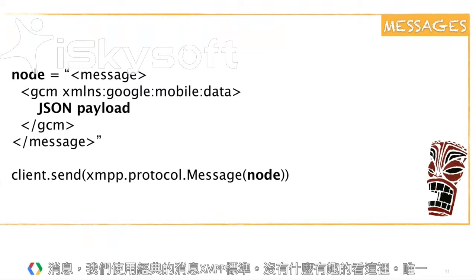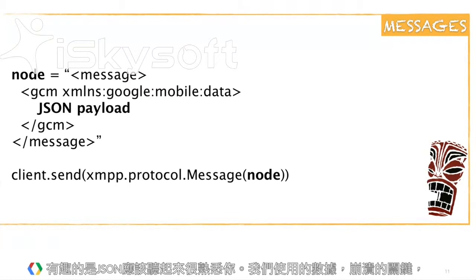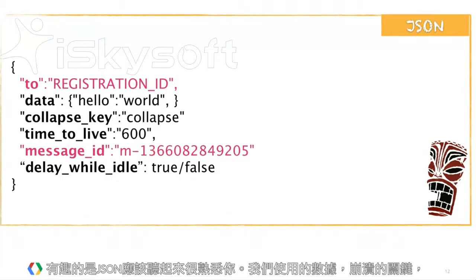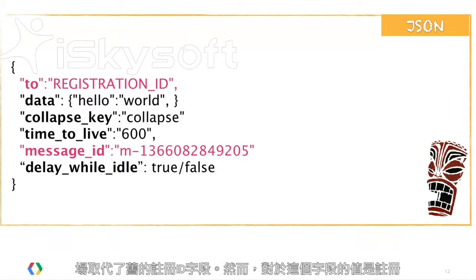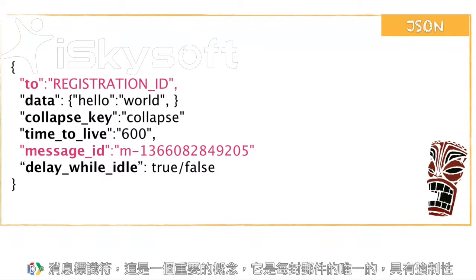Well, for messages, we use the classic message XMPP stanza. There is seriously nothing interesting to look at here. The only interesting part is the JSON, which should really sound familiar to you. We use the data, the collapse key, the time to live, delay while idle, and the only two little differences are those in red. The first one, the to field, just replaces the old registration IDs field, yet the value for this field is a registration ID.